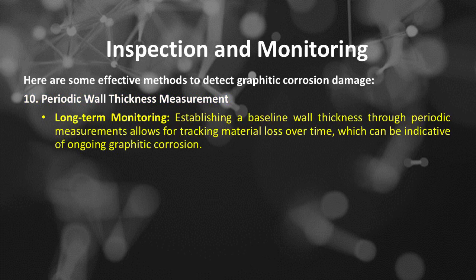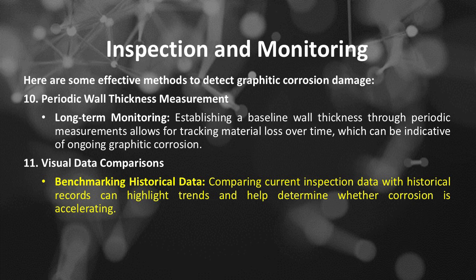Long-term monitoring. Establishing a baseline wall thickness through periodic measurements allows for tracking material loss over time, which can be indicative of ongoing graphitic corrosion. Number 11 is visual data comparisons. Benchmarking historical data. Comparing current inspection data with historical records can highlight trends and help determine whether corrosion is accelerating.